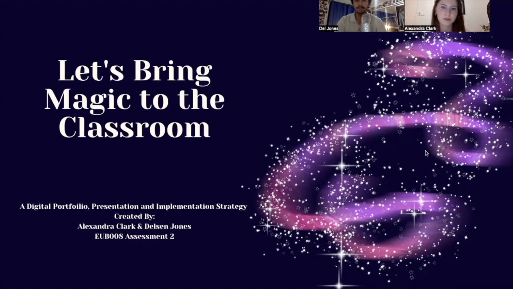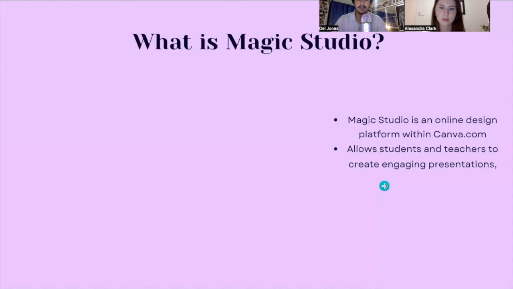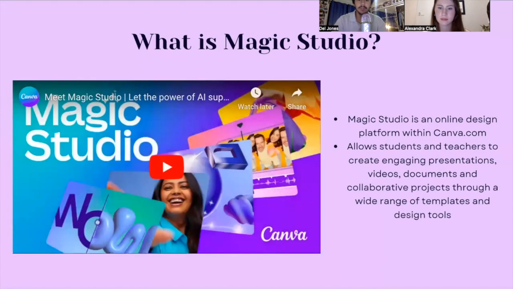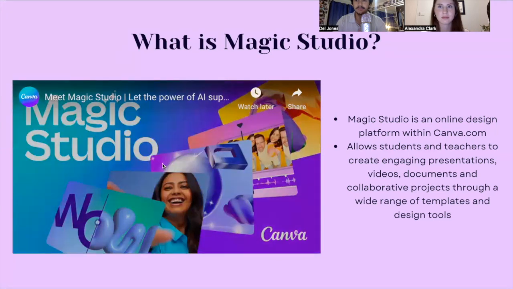Thanks, Alex. Magic Studio is an online tool within the graphic design platform Canva. Magic Studio allows students and teachers to create engaging presentations, videos, documents, and collaborative projects through a wide range of templates and design tools. The graphic design generator implements AI-generated features to create immersive imagery, being a tool that has the capacity to be a genuine game changer in regards to teaching, learning, and general education. So this is a video made by Canva that talks about Magic Studio and what it can do.